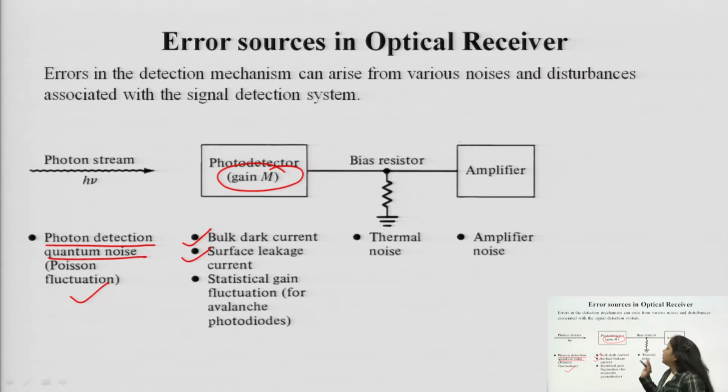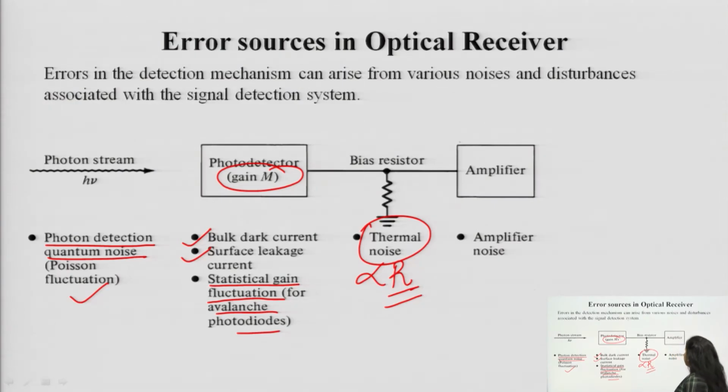Again, at the photodetector level, it encounters the surface leakage current and statistical gain fluctuation for the avalanche photodiode. And again, we also encounter the thermal noise, which depends upon the resistance. Now, the amplifier also gives some sort of noise. So, these are the different types of noises which are encountered at the receiver section at different levels, and this mainly contributes to the errors in the optical receiver. That's why it is called the error sources in the optical receiver.